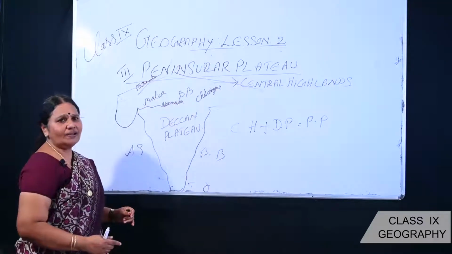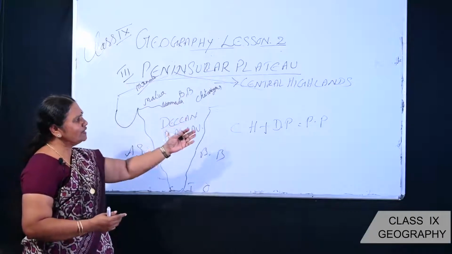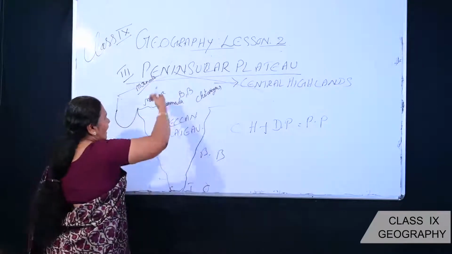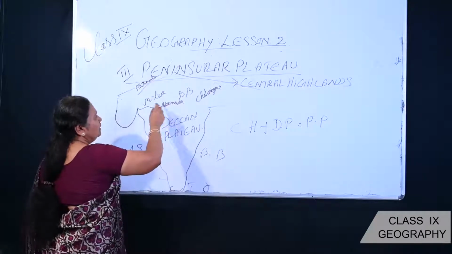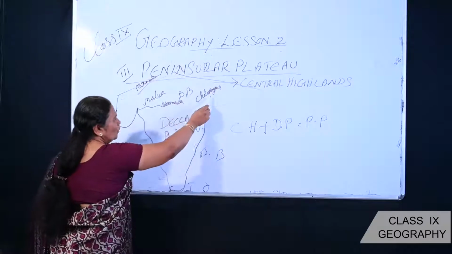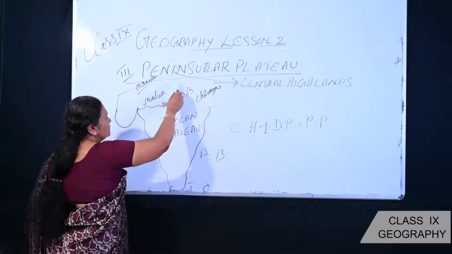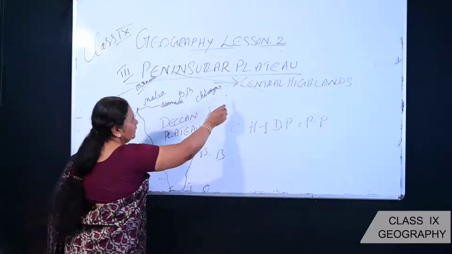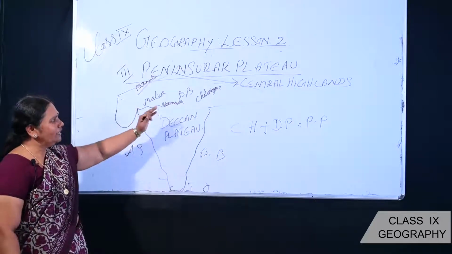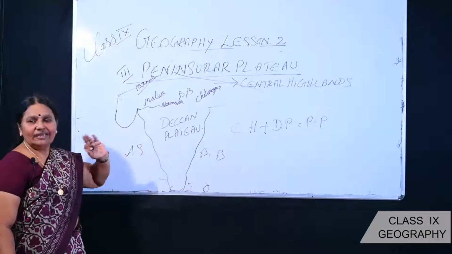Which area is called the central highland? From the name itself we could guess it out. Centrally located, and that too highland. Highland means all the plateaus: Malwa plateau, Bundelkhand, Baghelkhand, Chota Nagpur plateau. All these plateau regions together are called the central highland. So centrally located but highland, higher from the sea level.